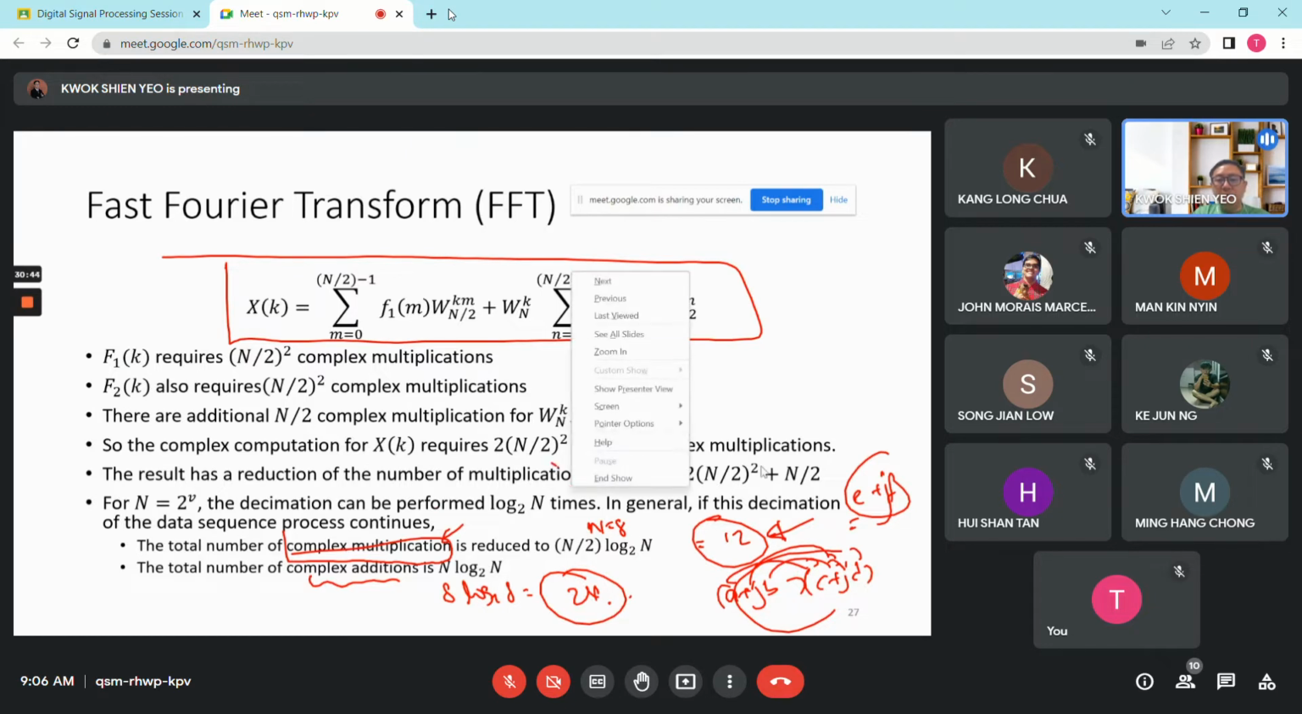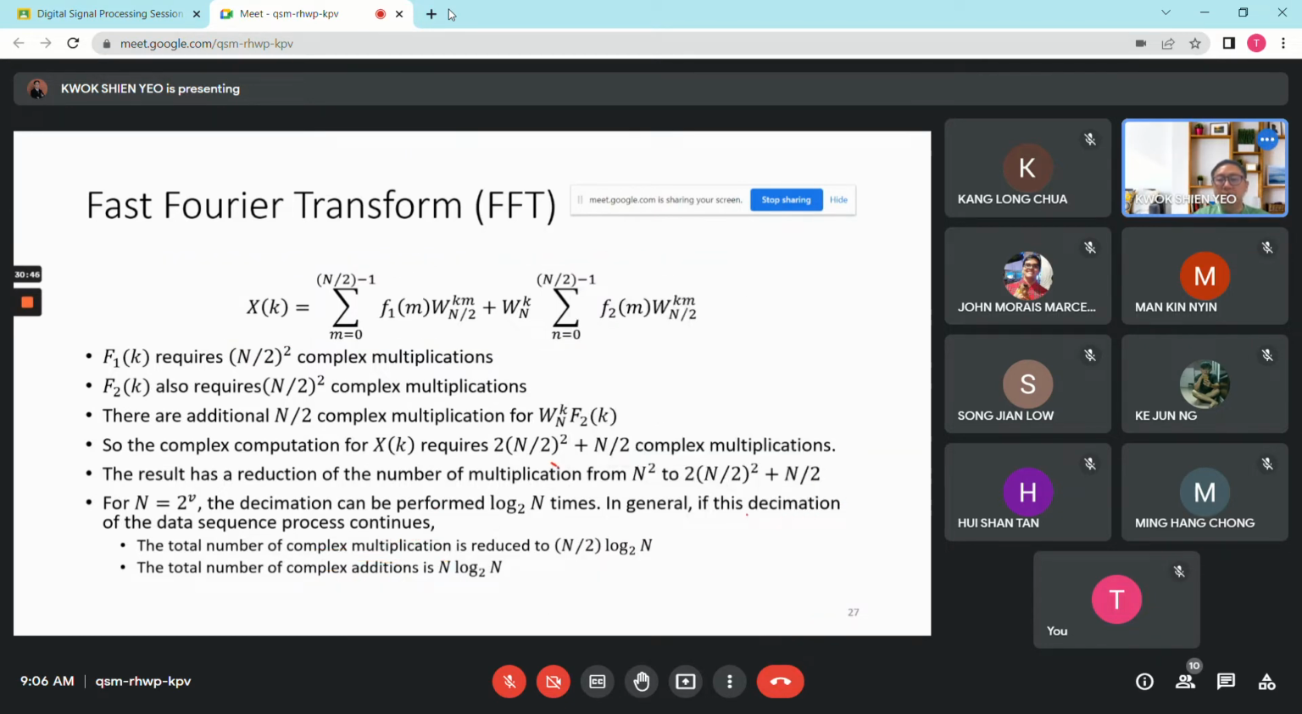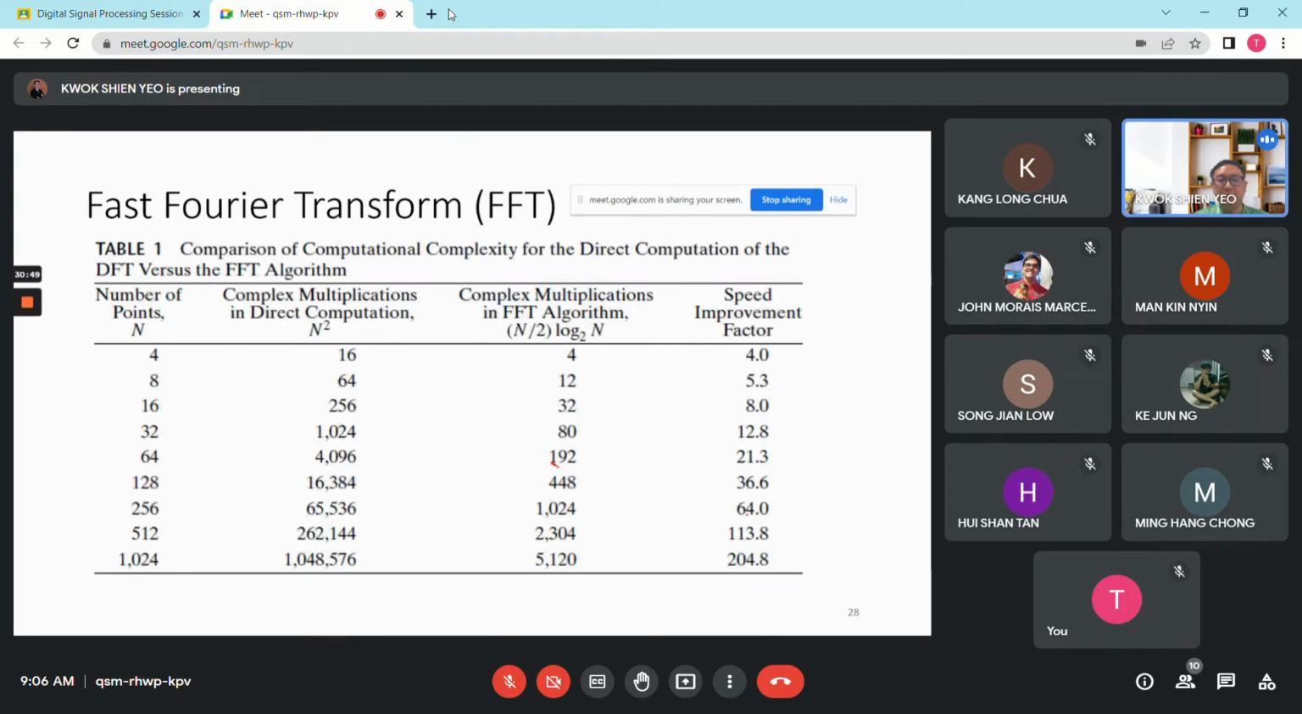Right. Once we understand roughly what is ahead, let's see how we build it. This is the comparison of computational complexity of the direct computation, meaning that you use the DFT equations to calculate the Xk as it is, versus the one with the FFT algorithm, meaning that you break it down into smaller parts using decimation in time. Decimation means you break it down in the time domain.